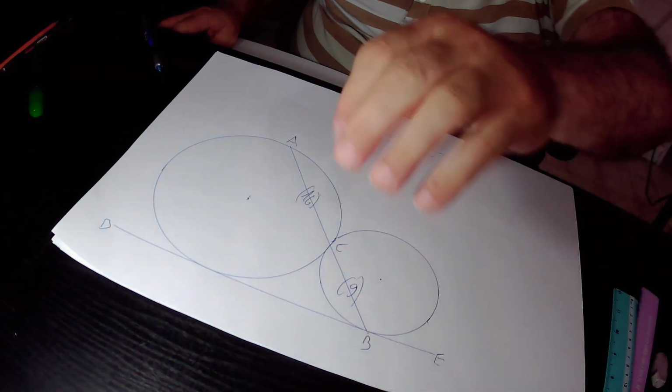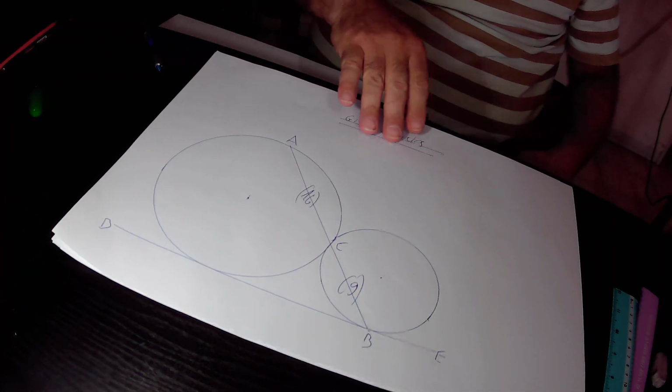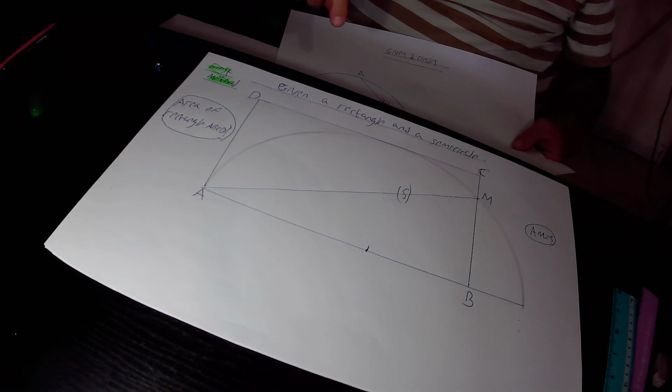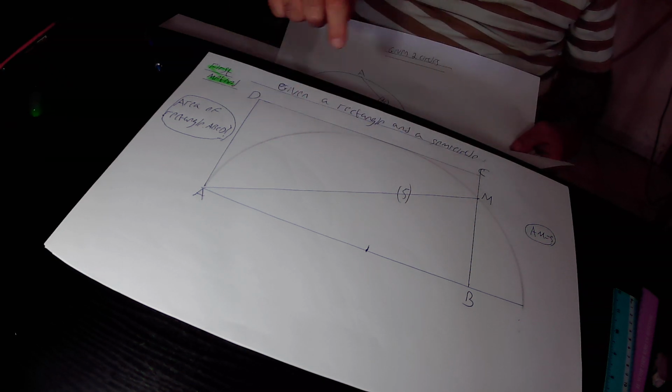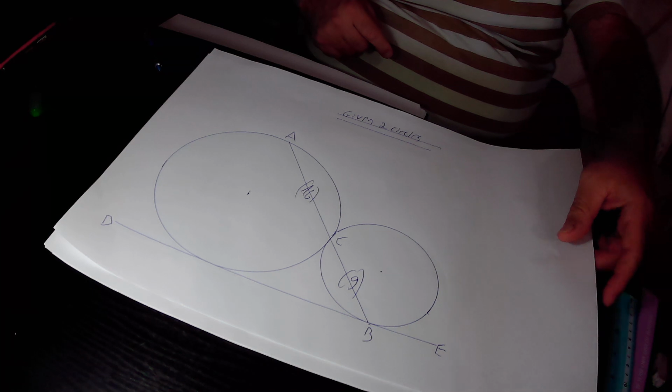And now in this lecture we'll answer two questions. In the first question we'll find out the area of this big circle, and in the second question we'll find out the area of this rectangle ABCD using two different methods. So we start with the first question.